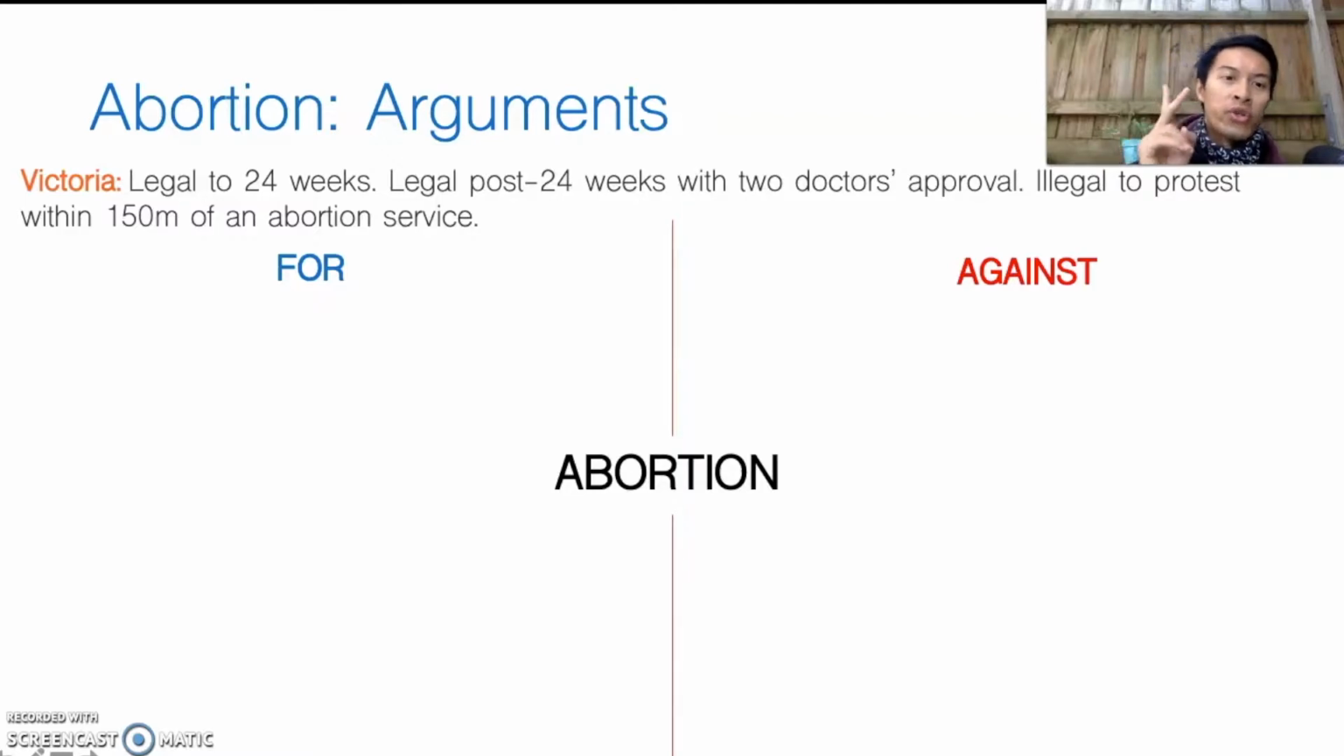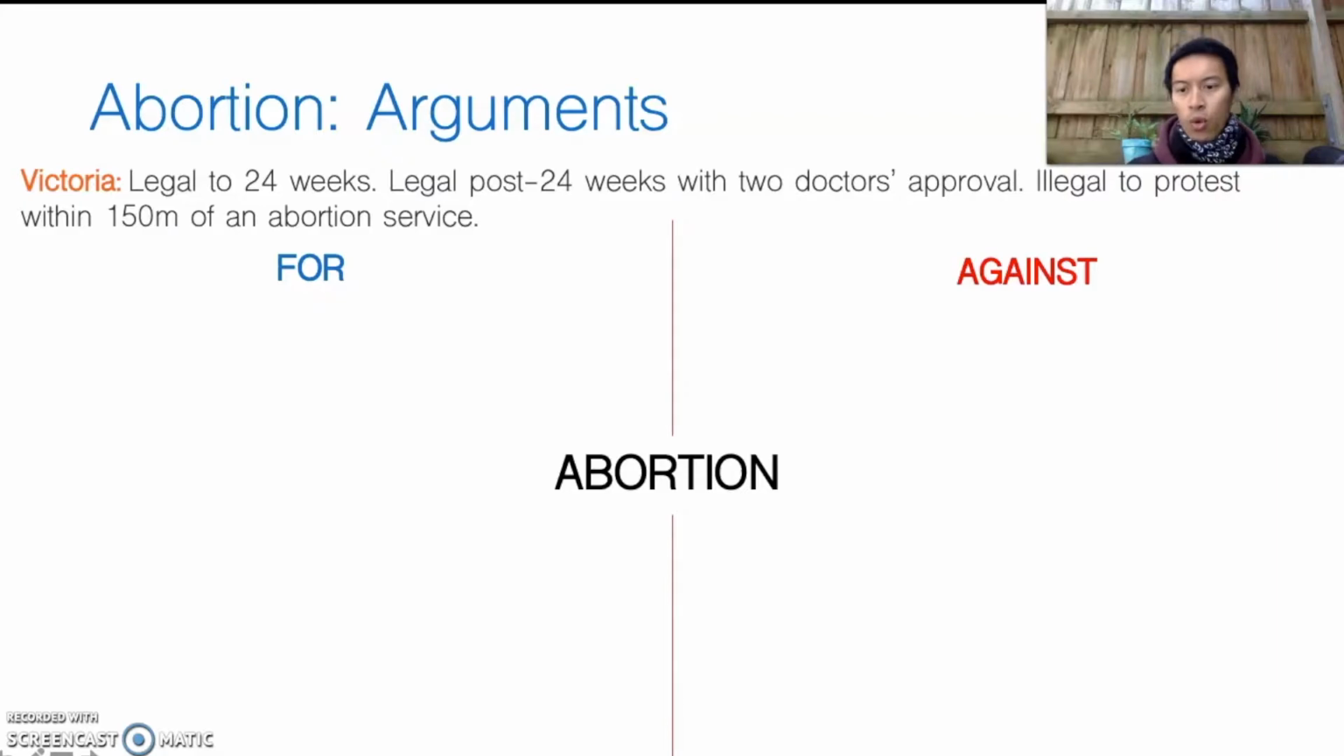Abortion is still legal post 24 weeks if she has two doctors' approval. In other words, if both doctors see that there is a legitimate cause for abortion, they will sign off on the approval and she'll still be able to conduct the abortion after 24 weeks. It's also illegal to protest within 150 meters of the abortion service or clinic. That's to protect the individual and their dignity, where they don't want protesting, causing guilt, or influencing their decision-making.